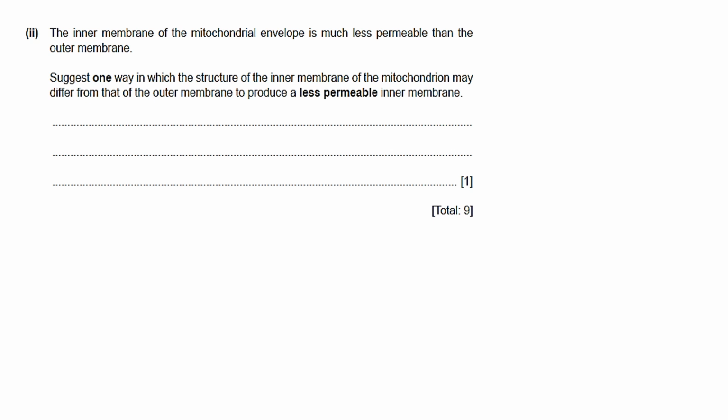Just going to do this question now, which is: the inner membrane of the mitochondrial envelope is much less permeable than the outer membrane. Suggest one way in which the structure of the inner membrane of the mitochondrion may differ from that of the outer membrane to produce a less permeable inner surface.